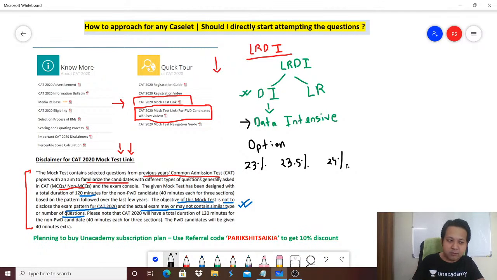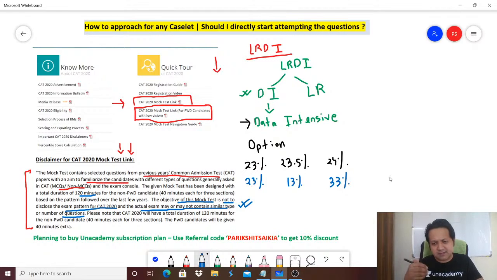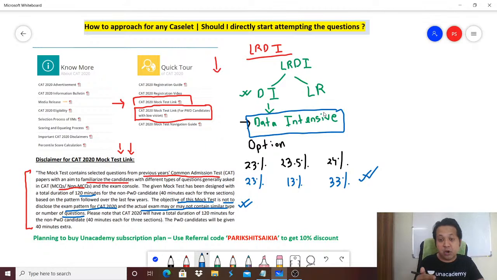But think the other way around. If the answer options are not like that, but you know what? The answer options are rather 23%, 13%, and let's say 33%, and probably one more, none of these. Now think about it. Here your scope for approximation is very, very high. Because the scope for approximation is very, very high, you should definitely pick up such a caselet in your first attempt itself, in your first round itself. When I say first round, I mean the first few minutes of your examination.